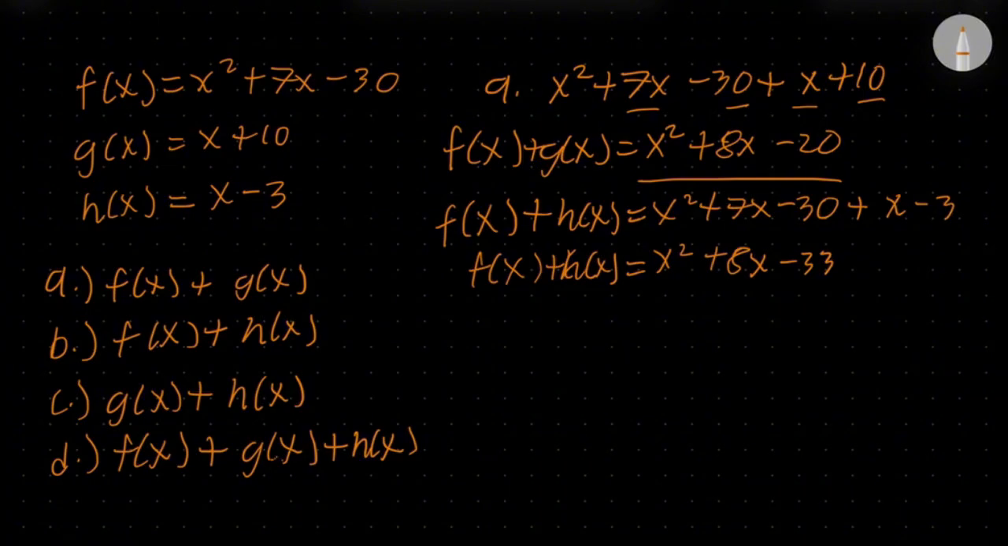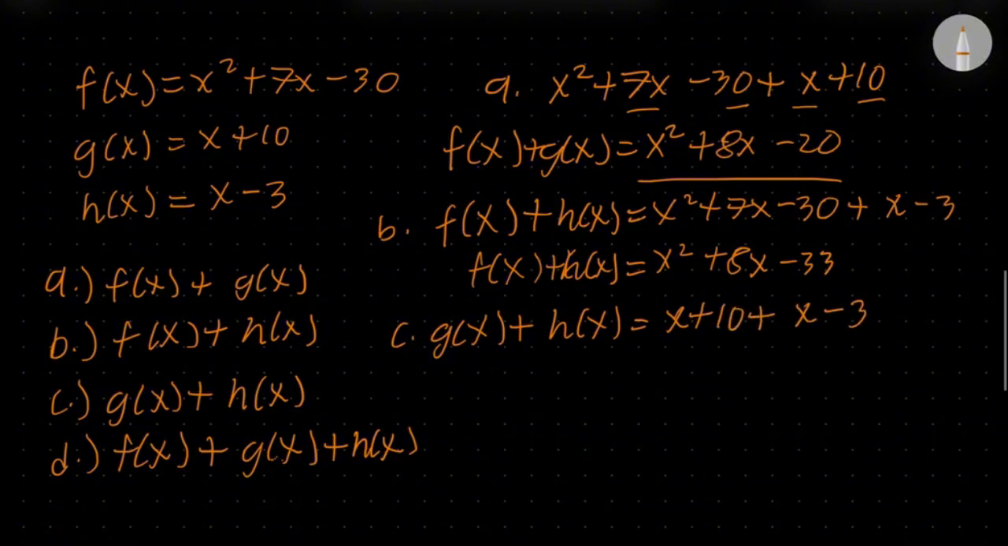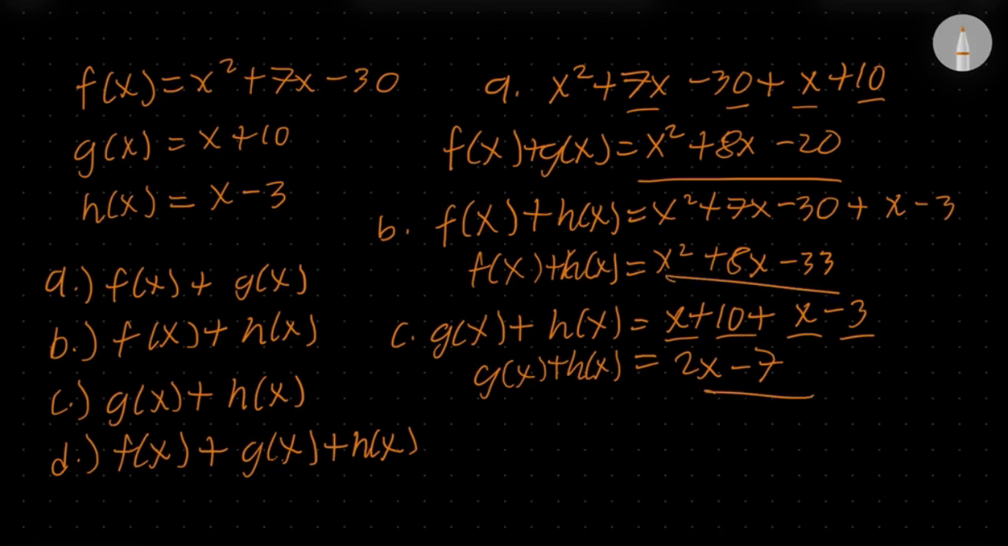Now let us move on to letter C, g of x plus h of x. G of x is x plus 10 plus h of x, x minus 3. X plus x is 2x, 10 minus 3 is 7. Therefore, our g of x plus h of x is 2x plus 7.